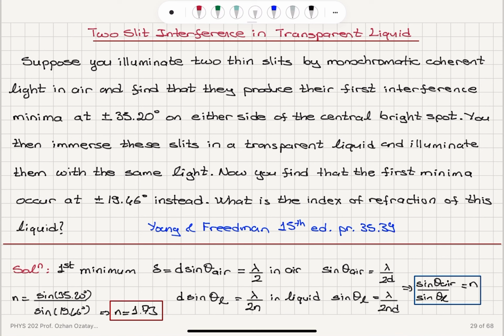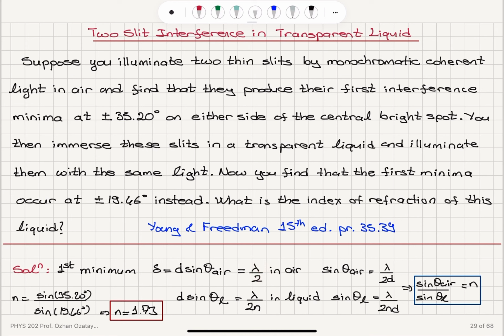Okay, so we're performing Young's double slit experiment in air first. We find the first minima occur at 35.2 degrees on either side of the central bright spot. So this angular displacement will have the path difference d sine theta air equals lambda over 2 in air.